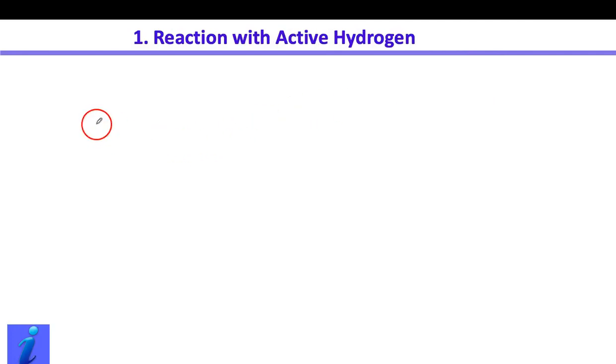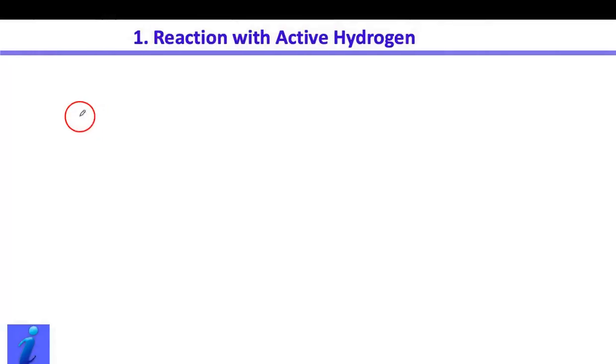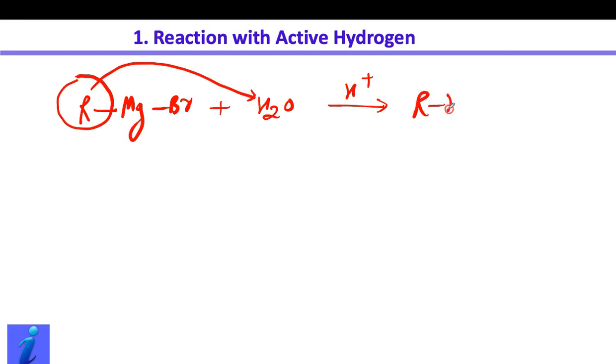Reactivity with active or polar hydrogen, what does it mean? First of all, Grignard reagent consists of RMgBr. Now, if Grignard reagent is treated with water in the presence of H+, what happens? It is a very good source of R-. This R- removes one polar hydrogen and will give you RH and MgOHBr.